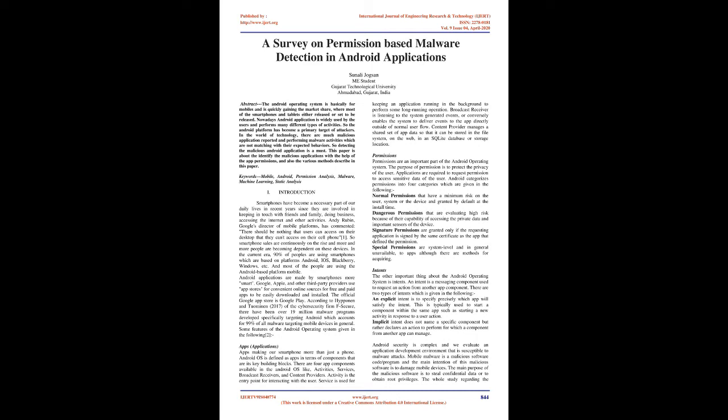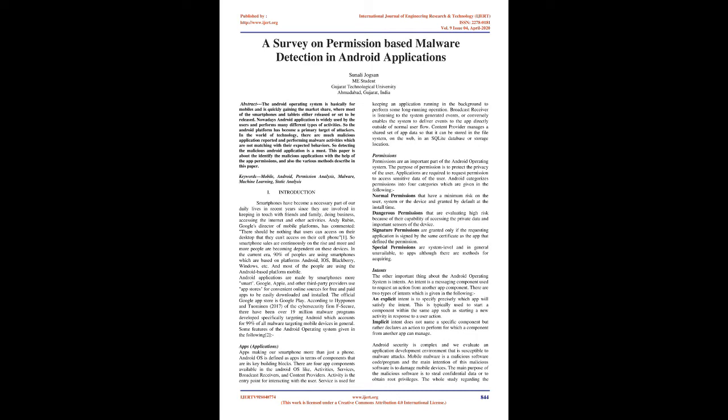Permissions. Permissions are an important part of the Android operating system. The purpose of permission is to protect the privacy of the user. Applications are required to request permission to access sensitive data of the user. Android categorizes permissions into 4 categories which are given in the following: normal permissions that have minimum risk on the user, system, or the device and are granted by default at install time.